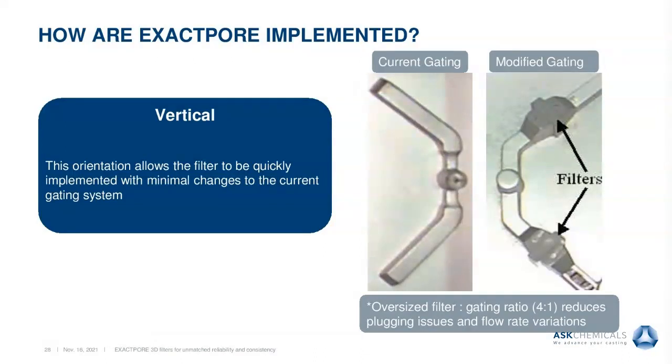An advantage of a vertical system is that it's easy to do trials. The two right images show a before and after of a runner system that wanted to do tests with filters. A filter blank can be applied to the runner system, which is oversized to reduce plugging issues and any flow rate variations. The gating ratio for these trials is typically 4:1. The filter can then be placed into the runner system. Test castings can be produced and then reviewed.